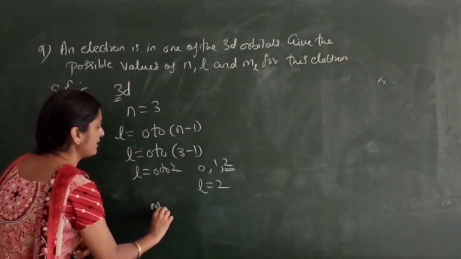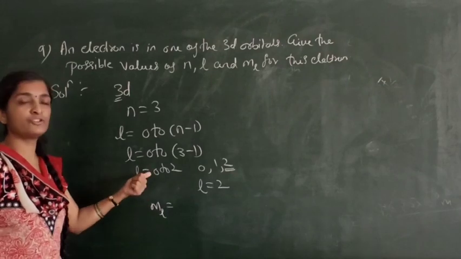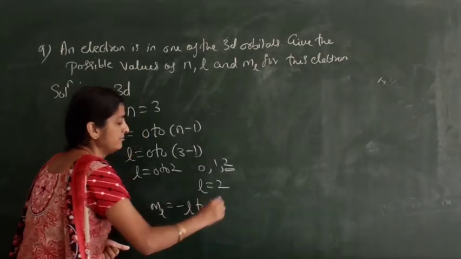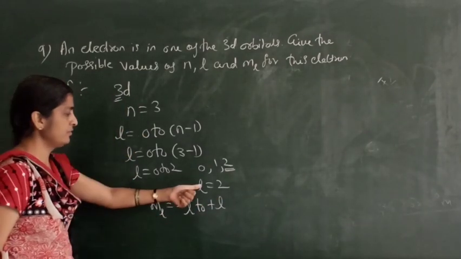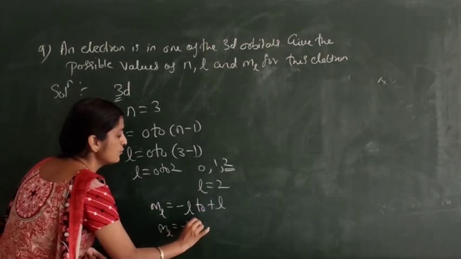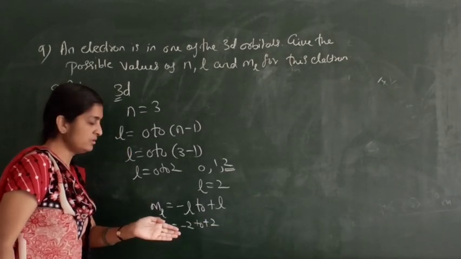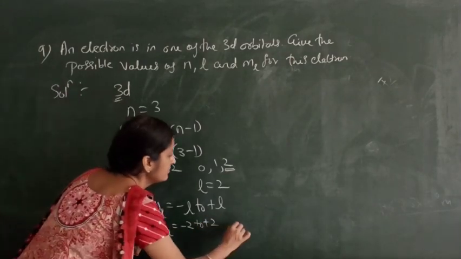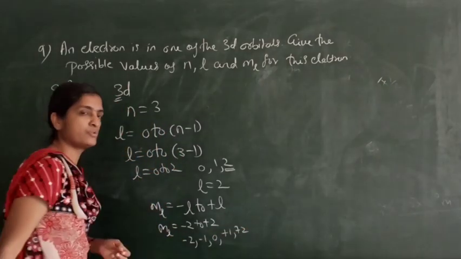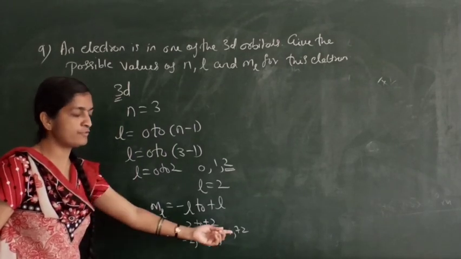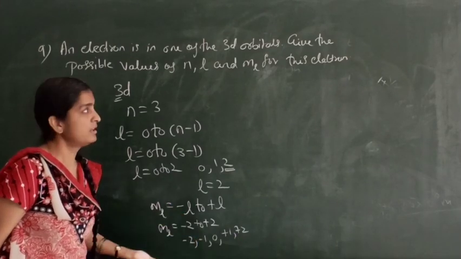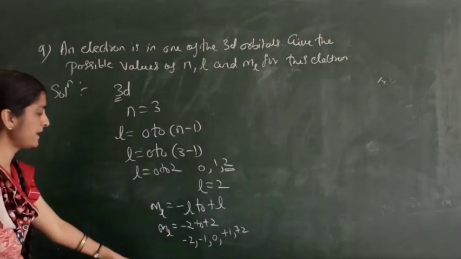Next, the value of Ml. The value of Ml depends upon the value of L. Okay, so value of Ml lies between minus L to plus L. So what is the value of L here? For the d orbital it is 2. So Ml is equal to minus 2 to plus 2, which means you have to include 0 as well as 1. So it will be minus 2, minus 1, 0, plus 1 and plus 2. So these are the values taken by the Ml corresponding to 5d orbitals: dxy, dyz, dxz, dx square minus y square and dz square. Okay, so that is regarding the 9th problem.